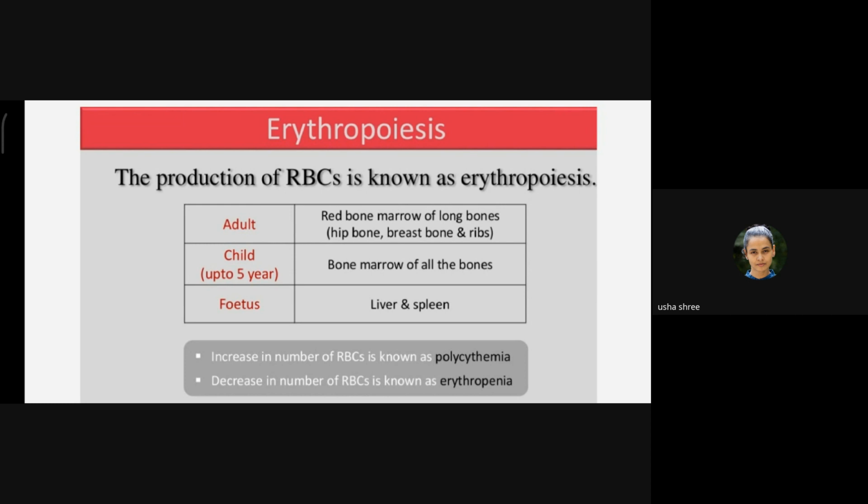Okay. And here are two very important terms known as polycythemia, that is increase in number of RBC, and erythropenia, that is decrease in number of RBC. Penia means always decreased. Okay. Erythropenia, deficiency or decrease.